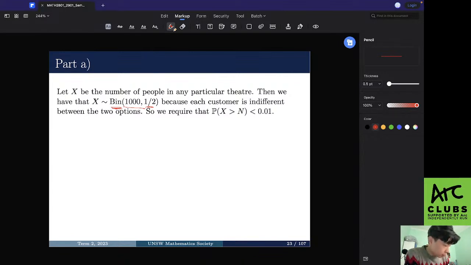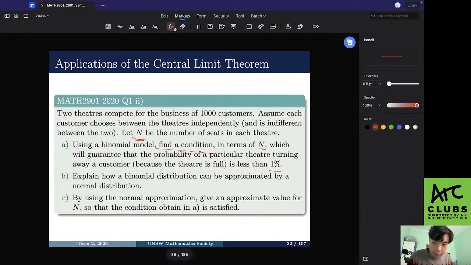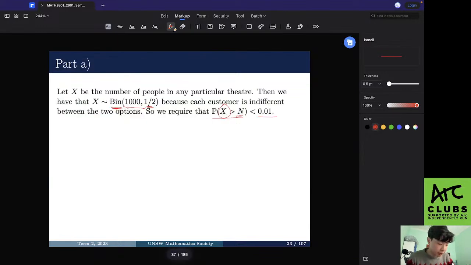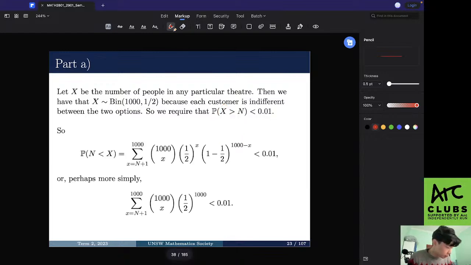So our goal is to show that the probability that the number of people that want to choose a particular theater is greater than n is less than 1%. Because the question wants the probability that a theater has to turn away a customer to be less than 1%, right? So this only happens if the people that choose one of the theaters is greater than the capacity, which is x being greater than n. How do we do this? Well, we can essentially just look at each case, right?